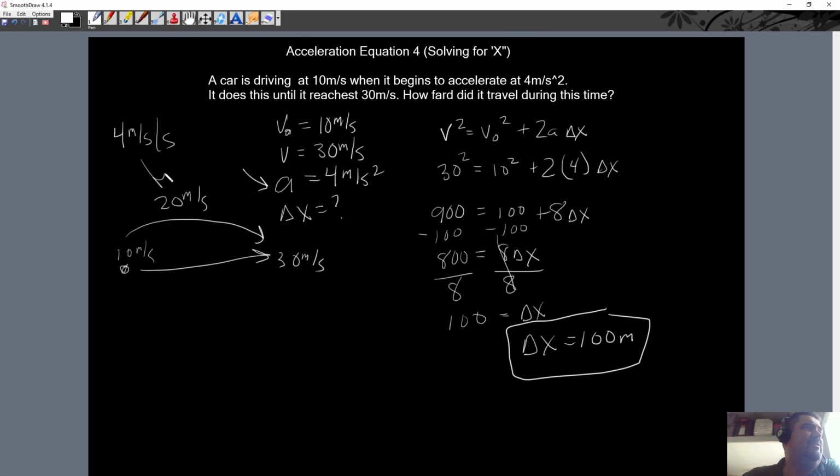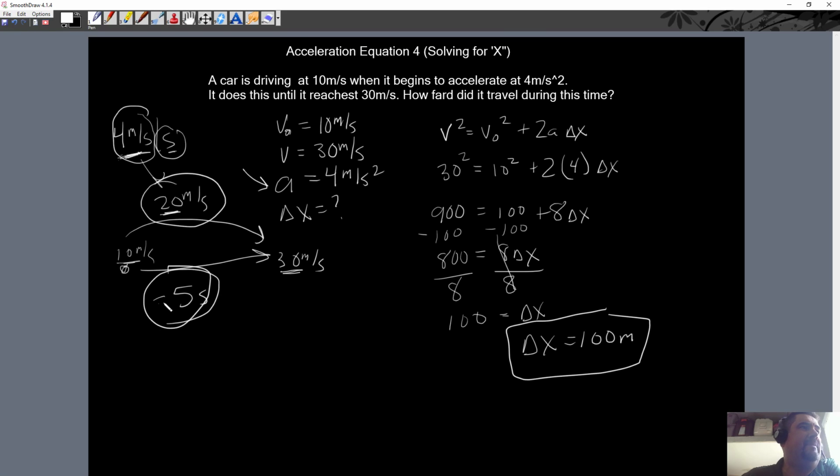So how many seconds would that take to increase your speed 20 meters per second? So it was 10, and now it's 30. So it increased by 20. Almost common sense tells us that if I'm increasing 4 meters per second every second, that's going to take 5 seconds, right? Think about it. Just pause it and think about it. Take your time for a minute. If my acceleration rate is 4 meters per second every second, that's how fast I'm increasing my speed every second. If I want to increase my speed this much, that's going to take 5 seconds, okay? That's going to be my time.